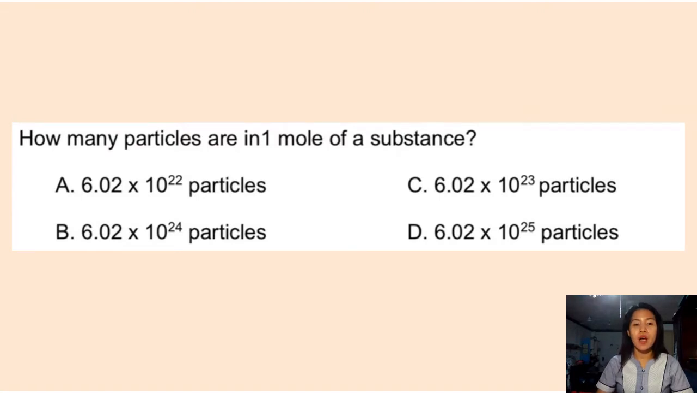How many particles are in 1 mole of a substance? A. 6.02 times 10 to the 22 particles. B. 6.02 times 10 to the 24 particles. C. 6.02 times 10 to the 23 particles. D. 6.02 times 10 to 25 particles. 5 seconds to answer. Yes, the correct answer is letter C. 6.02 times 10 to the 23 particles.